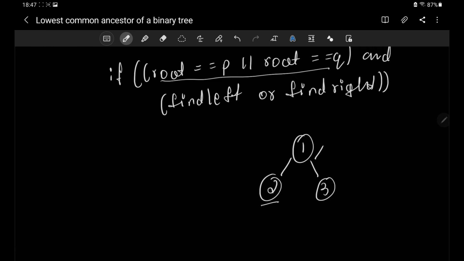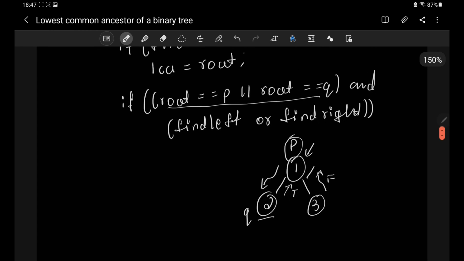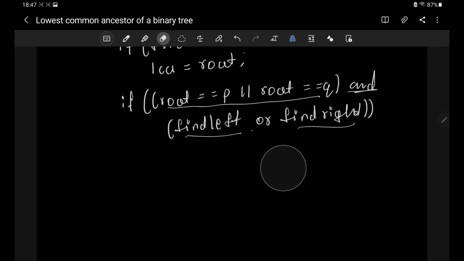I have to find the LCA of this 1 and 2. I'm at this node, I passed to this function, it returned me true, and I went here, but it returned false. Now this is P and this will be Q. Root is equal to P. Apart from that, I should have true from any one of these, right? That's why I have and here and or here. I can have true from either left or right. So that's how this case is handled. I hope it's clear.